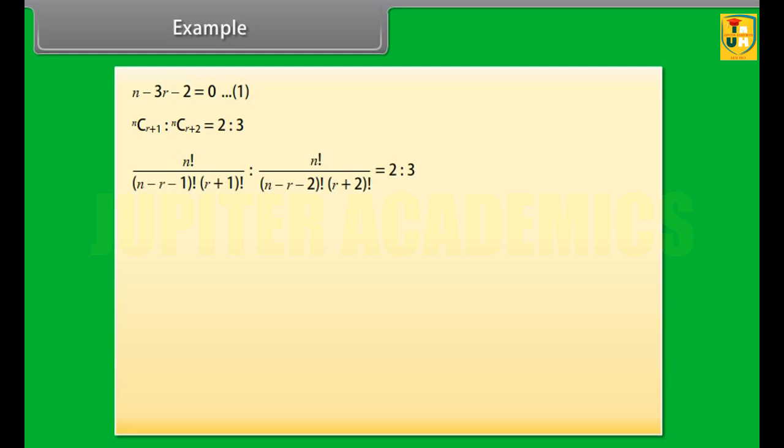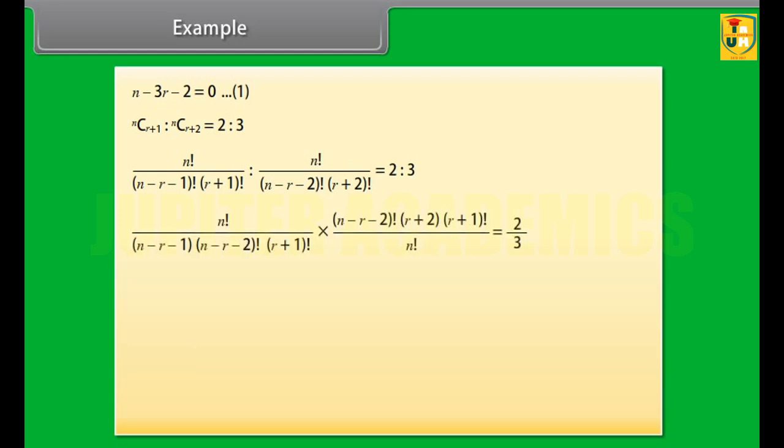Name it as 1. nC(r plus 1) is to nC(r plus 2) is equal to 2 is to 3. n factorial by (n minus r minus 1) factorial into (r plus 1) factorial is to n factorial by (n minus r minus 2) factorial into (r plus 2) factorial is equal to 2 is to 3. n factorial by (n minus r minus 1) into (n minus r minus 2) factorial into (r plus 1) factorial multiplied by (n minus r minus 2) factorial into (r plus 2) into (r plus 1) factorial by n factorial is equal to 2 by 3.